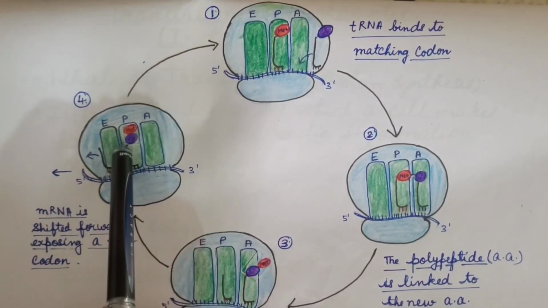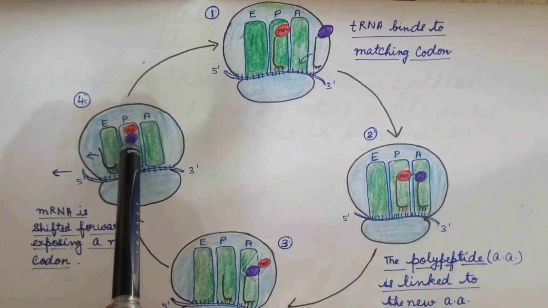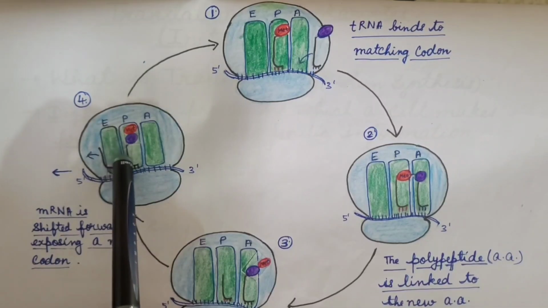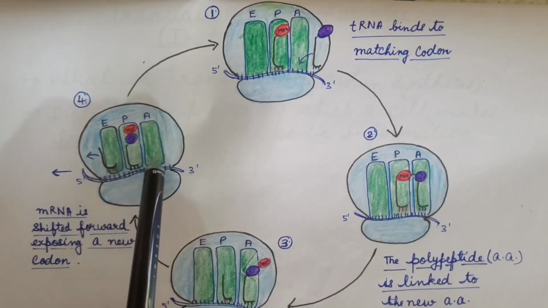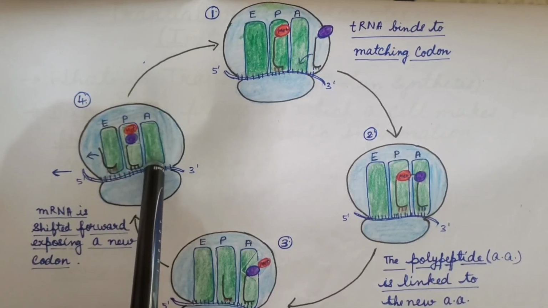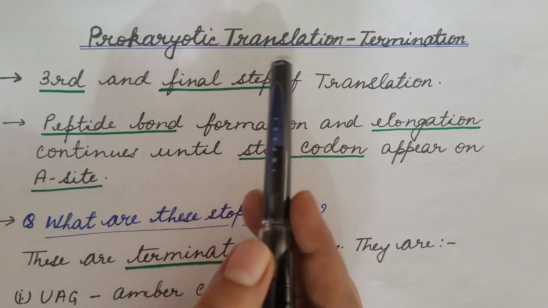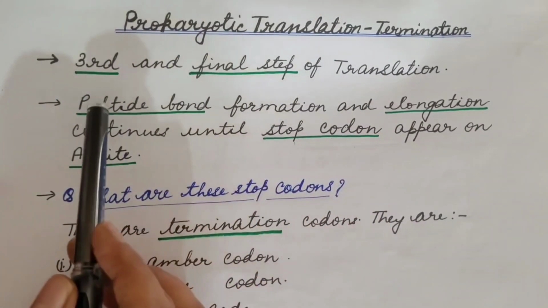So, elongation continues, adding one amino acid to the C terminal end of the growing polypeptide for each codon that is read, with the peptidyl transfer RNA moving back and forth from P site to A site as it grows. Now let us discuss the termination step of prokaryotic translation. It is the third and final step of translation.